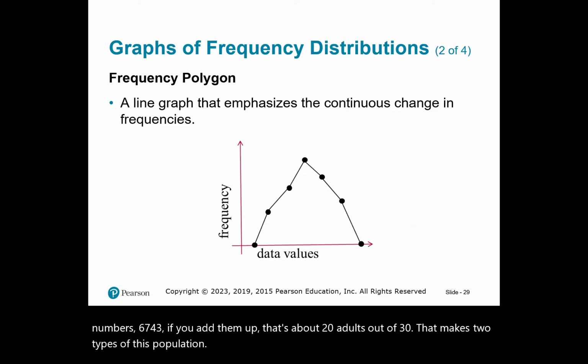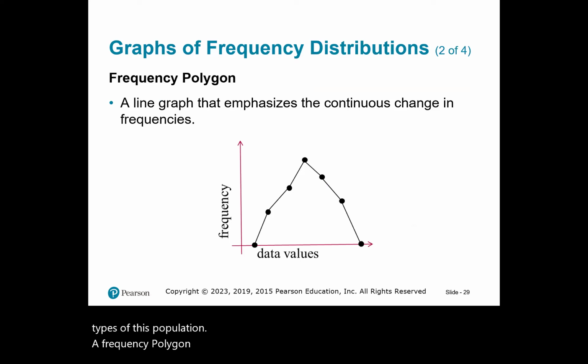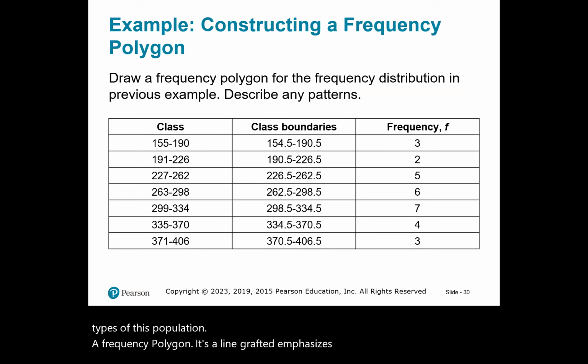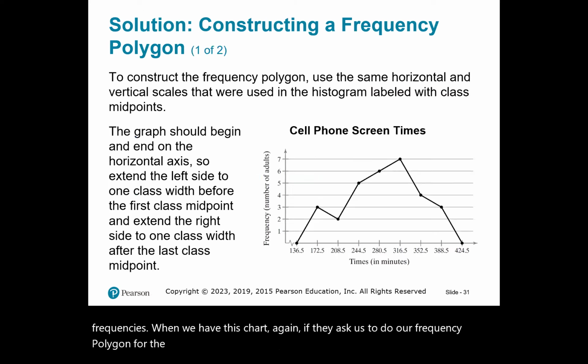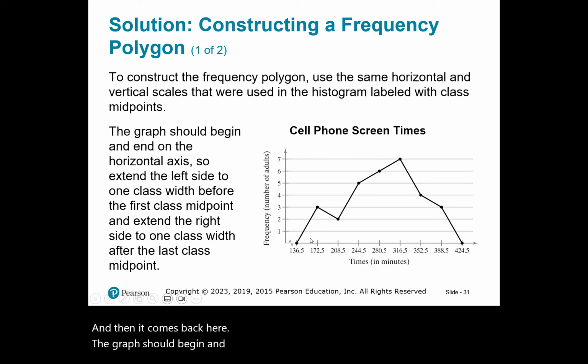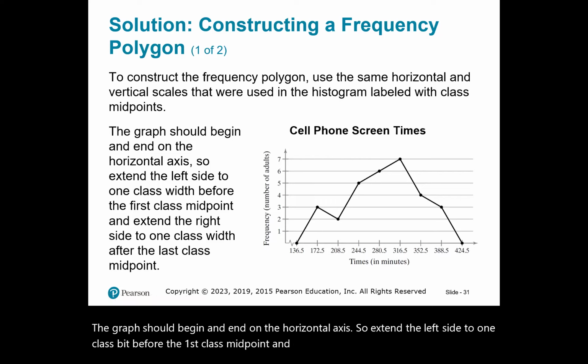Frequency polygon. It's a line graph that emphasizes the continuous change in frequencies. When we have this chart again, if they ask us to draw the frequency polygon for the frequency distribution in this previous example, this is how we do it. First we had this, and then it jumps over here, and then it comes back here. The graph should begin and end on the horizontal axis. So extend the left side to 1 class width before the first class midpoint, and extend the right side 1 class width after the last class midpoint.